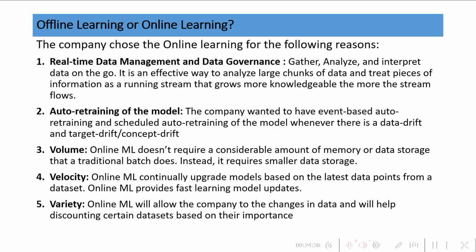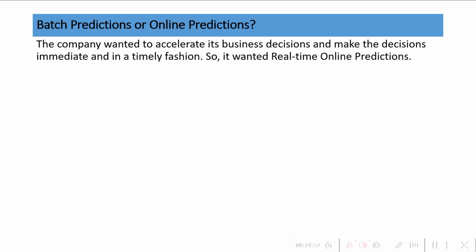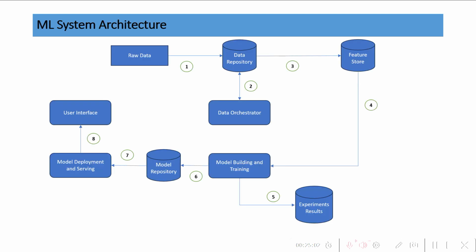Next comes offline learning or online learning. The company chose online learning for the following reasons: real-time data management and data governance, auto retraining of the model, volume, velocity, variety. Batch predictions or online predictions. The company wanted to accelerate its business decisions and make the predictions immediate and timely, so it wanted real-time online predictions.